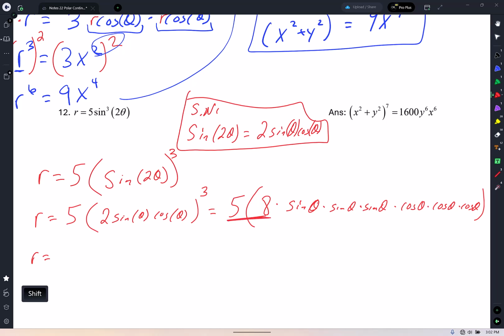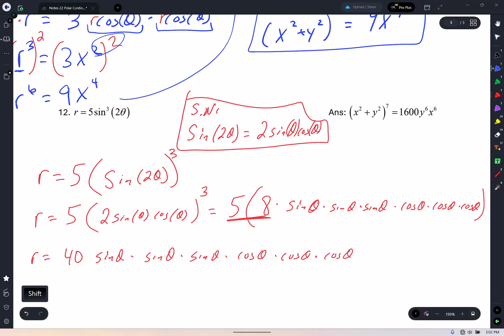I'm sorry, guys. What's 5 times 8? 40. Okay, let's go ahead and write this again. 5 times 8 is 40. And then I have 3 sine theta. I'm going to put a little bit of space, that's for a reason. And then check this out: cosine theta.